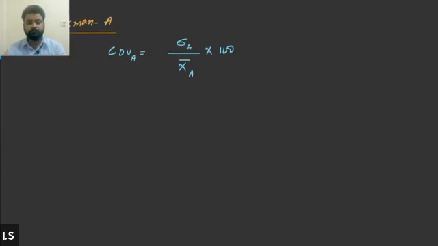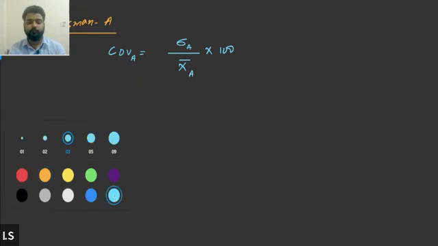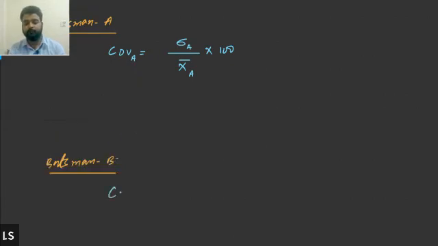And similarly, we need to find out the coefficient of variation for the second batsman as well. So batsman B, coefficient of variation for B. The formula will be the same: standard deviation for B divided by mean of B, into 100. We will get the coefficient of variation.